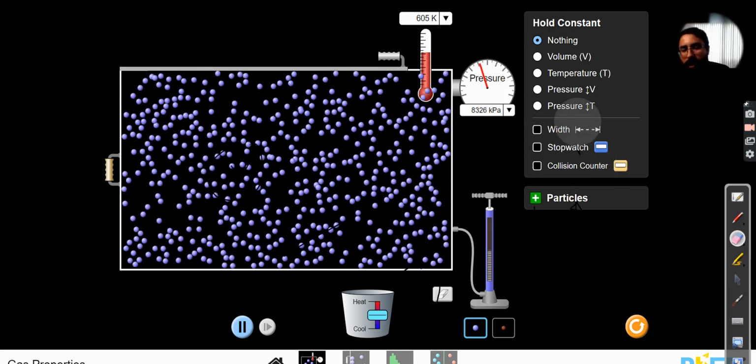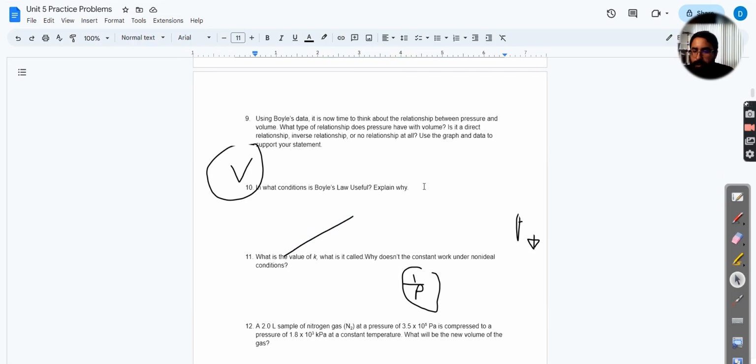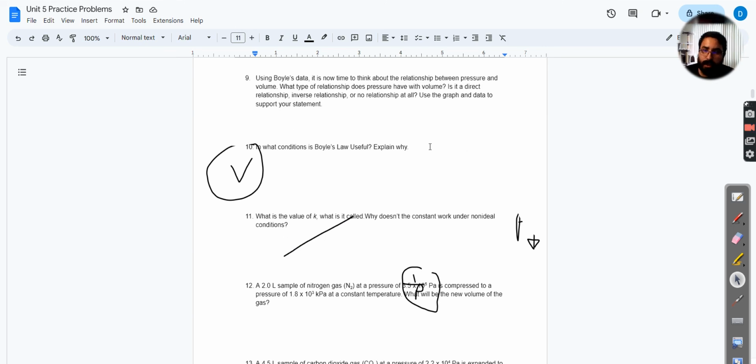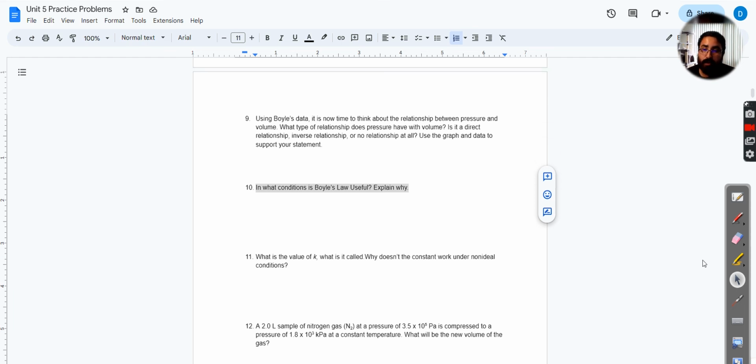Now, the conditions in Boyle's Law. Boyle's Law assumes that the temperature and the number of particles are the same. All right. So you must keep those two constant, and that's the only time that you can actually use Boyle's Law. Now, also, it has to be what we call an ideal gas, and we'll talk about those later.